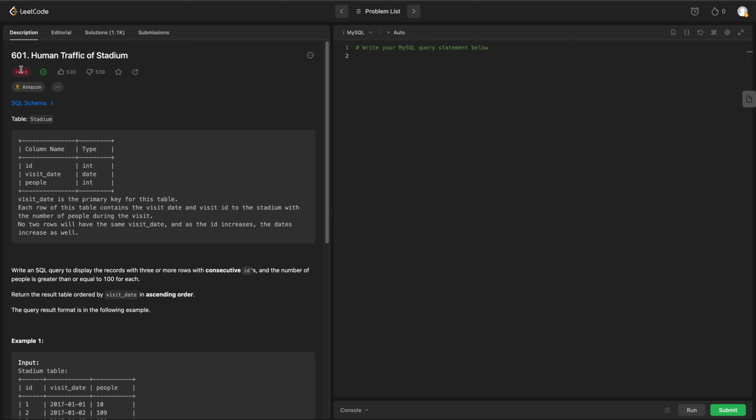Another hard problem from Leetcode. Problem number 601, human traffic of stadium. We are given the stadium table. It contains ID, visit date and people. Visit date is the primary key for this table.